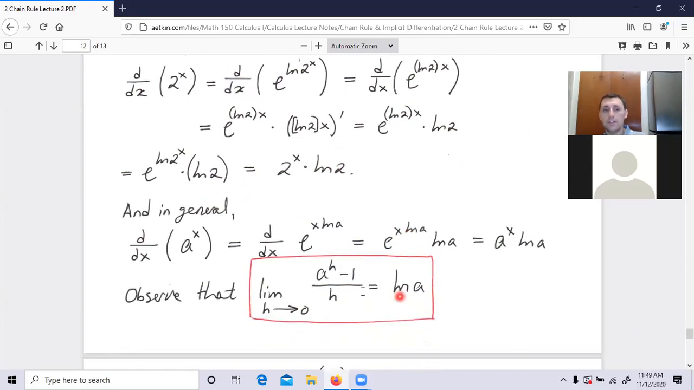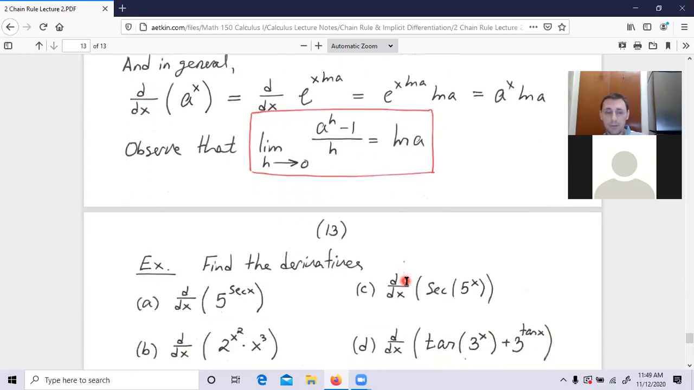And in general, if I take the derivative of a to the x, I'm actually taking the derivative of e to the power of x ln a. And the derivative here will be e to the x ln a times ln a. e to the x ln a can be converted back to a to the x, and then we have ln a. So the limit as h goes to 0 of a to the h minus 1 over h is the logarithm base e of a. That's what we found.